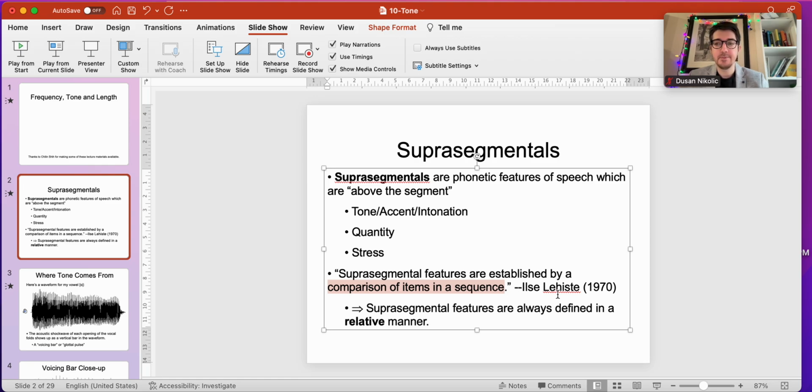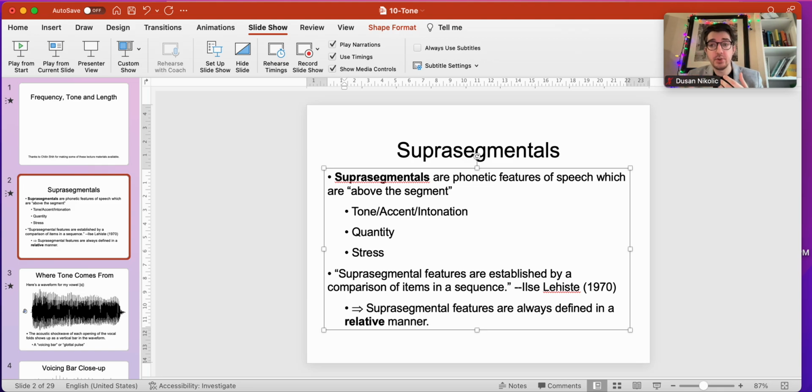All right, so suprasegmental features are established by comparison of items in sequence, which was said by Ilse Lehiste. I think she was originally from Slovenia. She's a very famous suprasegmentalist, and suprasegmental features are always defined in a relative manner. So what does this all mean? You can think about suprasegmental features that go on top of segmental features.